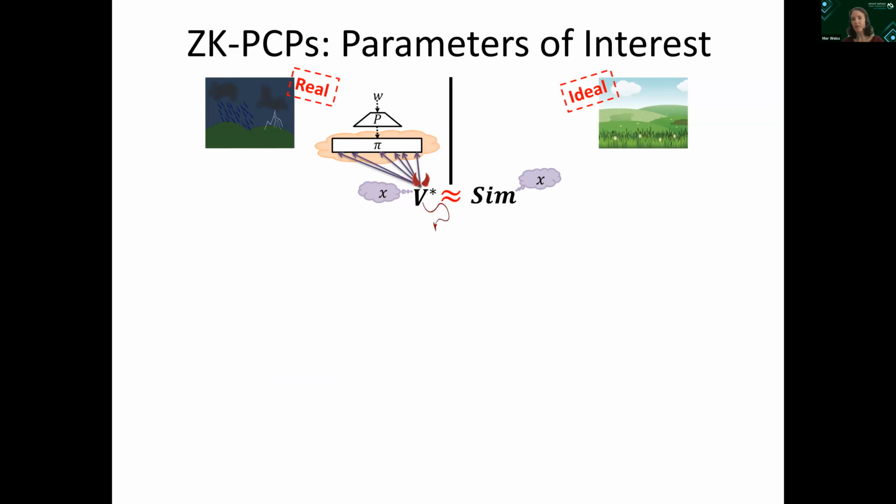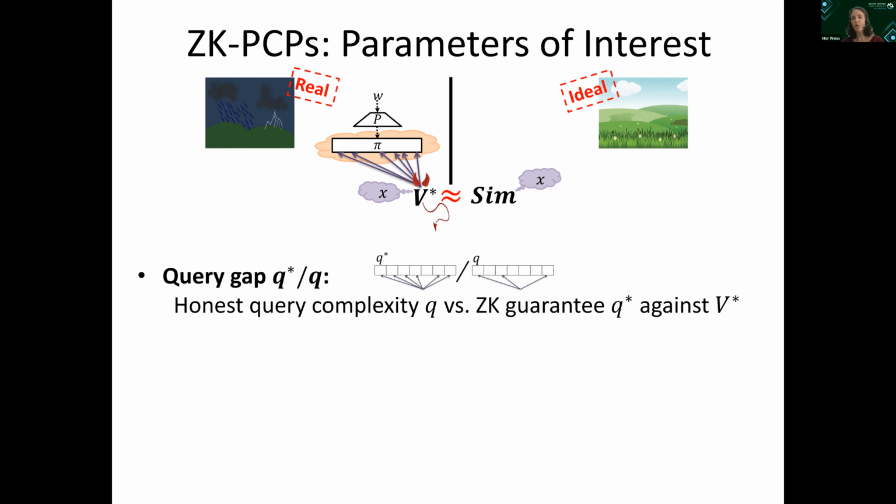And there are several parameters that we care about in the context of zero-knowledge PCPs. So the first is the query gap. What is this? It's the ratio between Q star, which is the number of queries a malicious verifier can make without violating zero-knowledge, and Q, which is the number of queries the honest verifier has to make to get soundness. And in general, we want this ratio to be as large as possible.